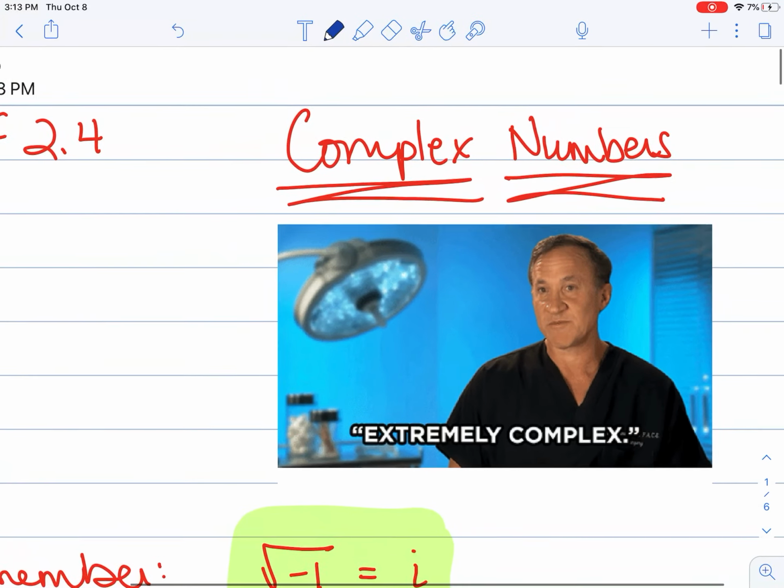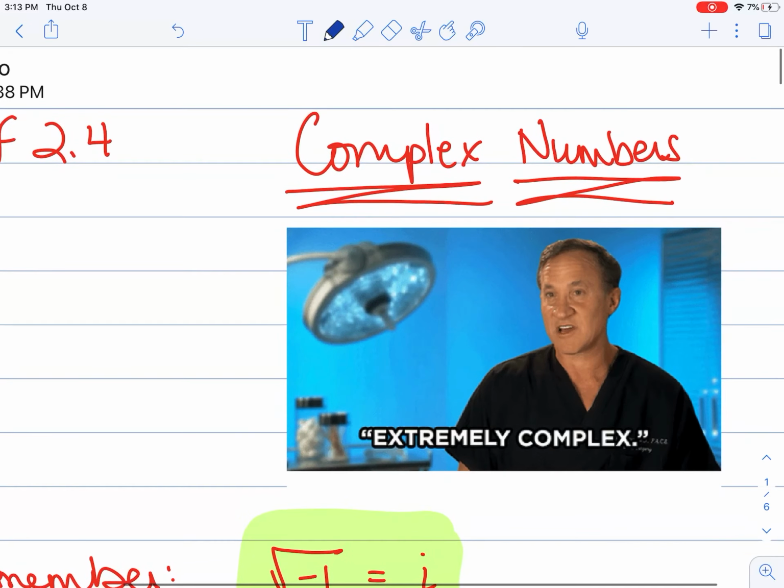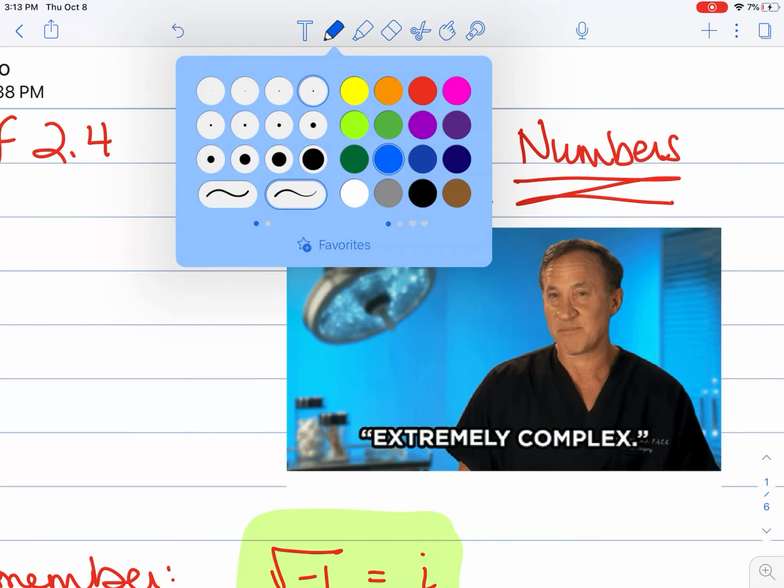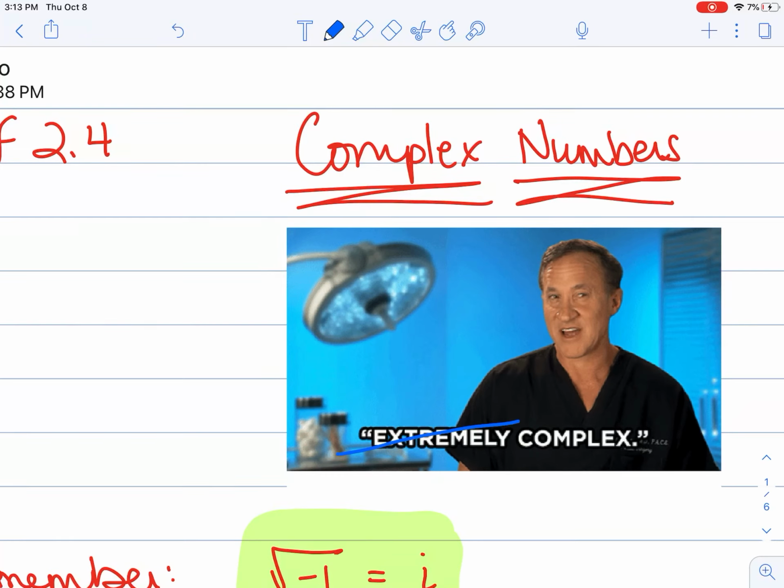Hey everybody, today we're talking about Chapter 2, Section 4. We're talking about complex numbers. And you don't have to be a doctor like this guy to do complex numbers, and it's definitely not extremely complex. It's just complex because we're talking about complex numbers.